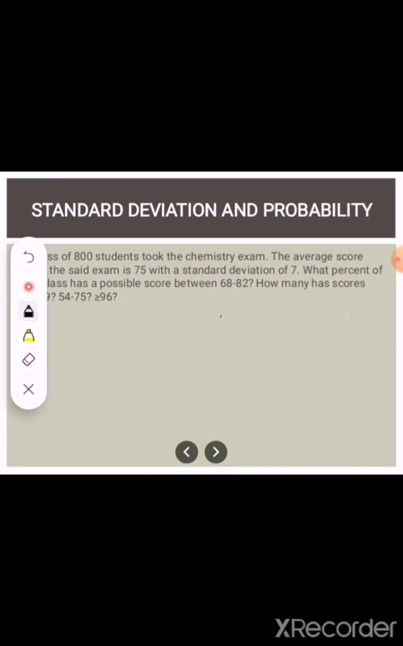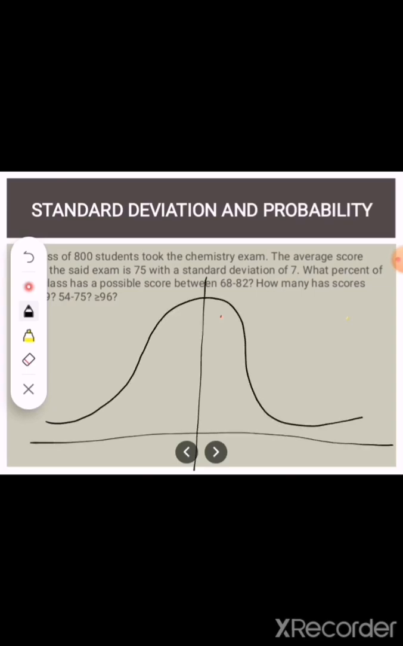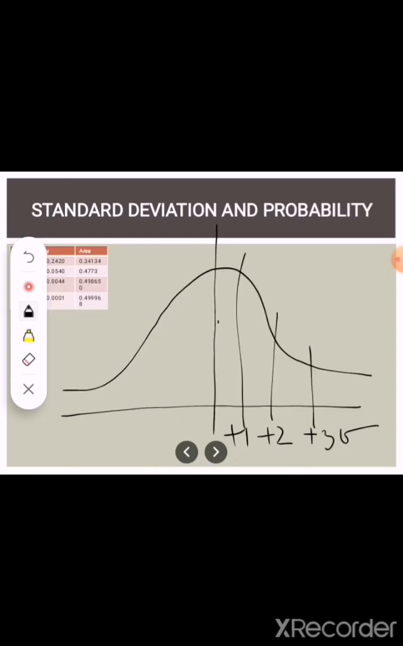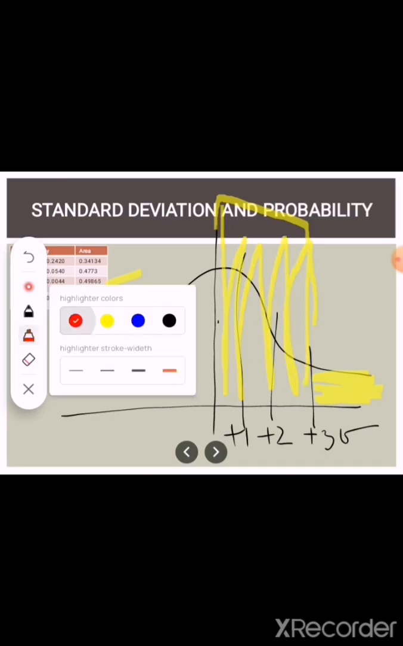For the last question naman, so we have again 75, 82, 89, 96. Okay, so the question is how many are possible na makakuha ng 96 pataas? So, a question is ito. Okay, so from the mean to the positive 3 standard deviation, meron tayong 0.49865 na area. So, ito yon. But the question is this one.